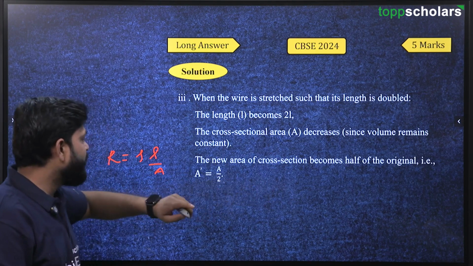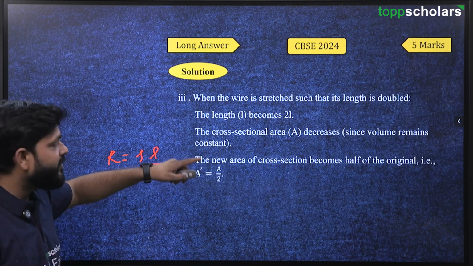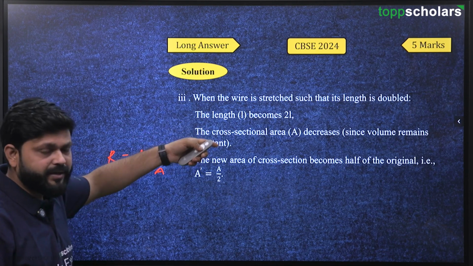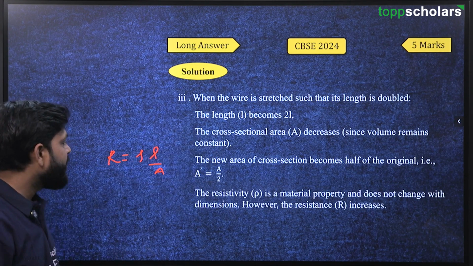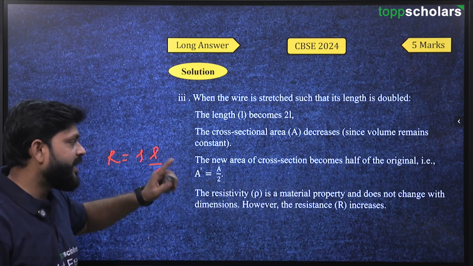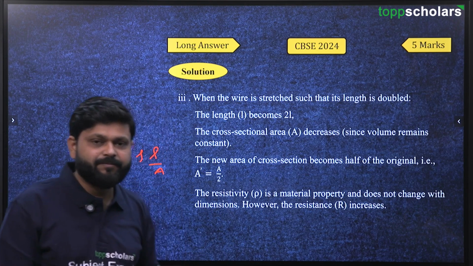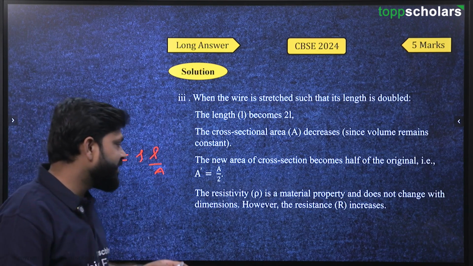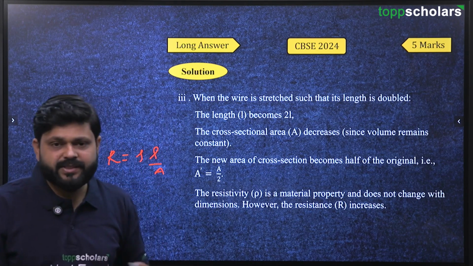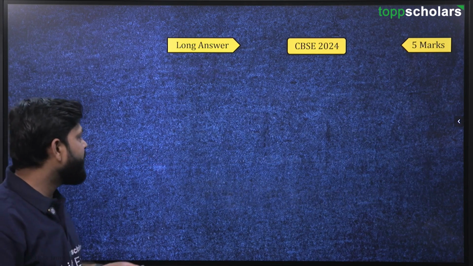So the area will decrease by half if the length increases to 2L. The resistivity is a material property and does not change with the dimensions. So there will be no change in the resistivity. Although there will be a change in the resistance, there will be no change in the resistivity. So we have done this question.